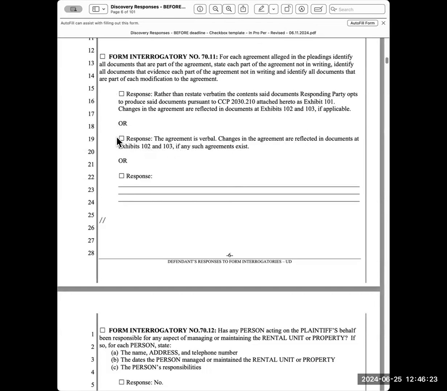This response is for people who have a verbal or oral agreement to rent their unit. If neither of these responses apply to you, you check here and put in your response.